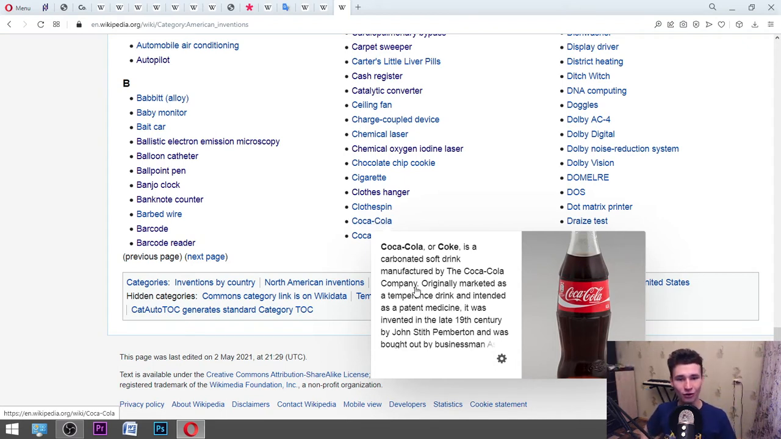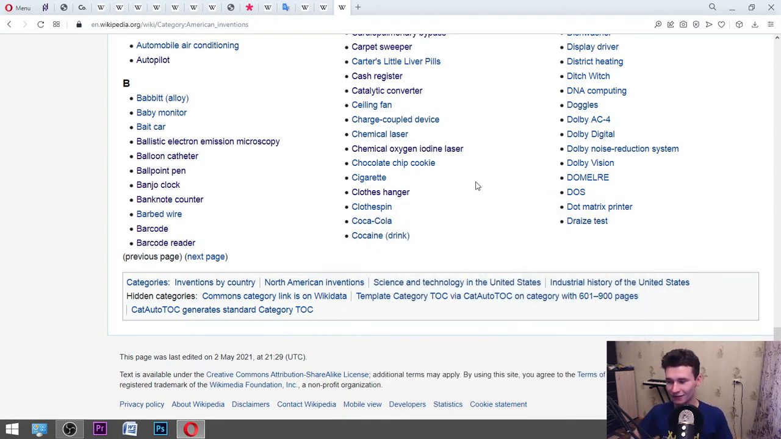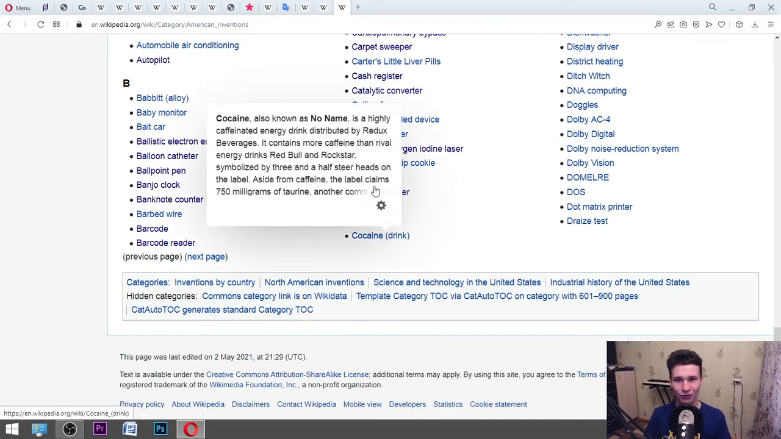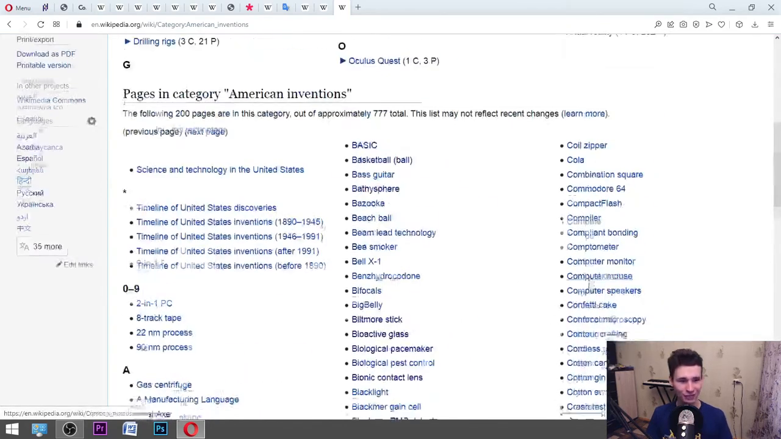Okay, Coca-Cola or Coke is a carbonated soft drink manufactured by the Coca-Cola company. It is really popular, and in Russia we have them too at Happy New Year time. Yes, it is the celebration and all the trucks are going, and we have some TV ads and advertisements and things of this nature. Also, we have Cocaine, also known as no name, is a highly caffeinated energy drink distributed by Redox Beverages. Okay, it is the name of the drink, actually.